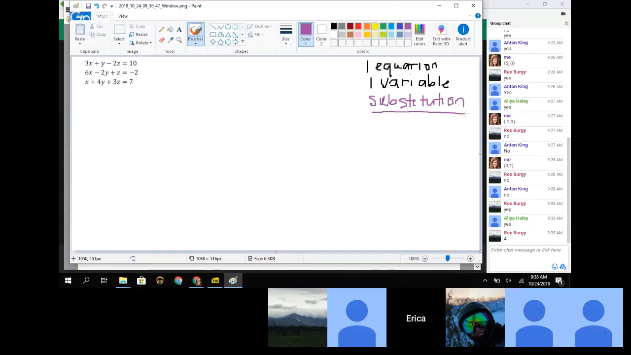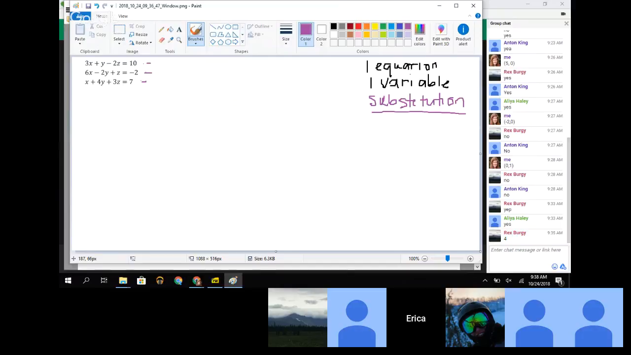Just like we did in the other section, we're going to pick one equation and substitute it into the other equations. So I could solve either my first, my second, or my third equation for one of the variables. It doesn't matter which one we solve for. If I was going to solve my first equation, I would probably solve for y. If I was going to solve my second equation, I'd solve for z. And if I was going to solve my third equation, I'd solve for x.